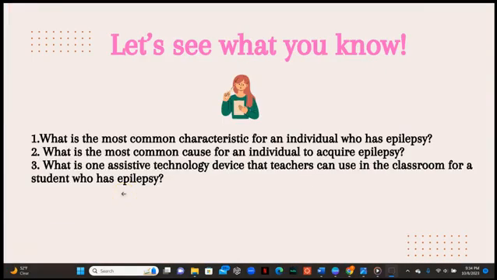All right, well, let's see what you know. What is a common characteristic for an individual who has epilepsy? What is a common cause for an individual to acquire epilepsy? What is one assistive technology device that teachers can use in the classroom for a student who has epilepsy?